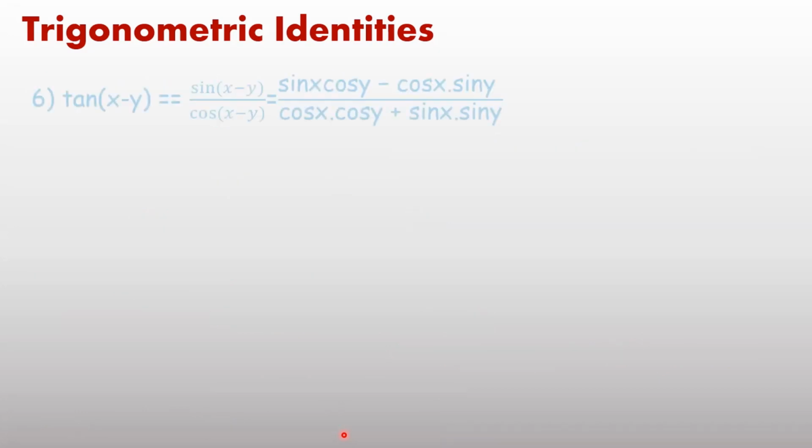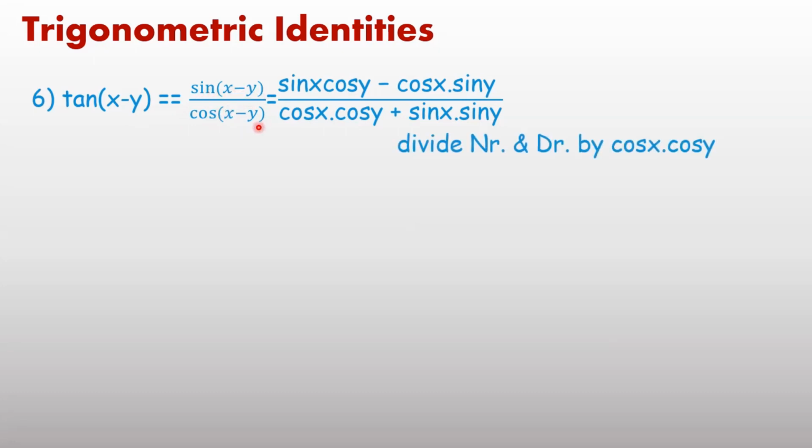Now next, tan x minus y. Sin x minus y upon cos x minus y. Same process as done for tan x plus y. Divide numerator and denominator by cos x cos y. The result you will get is tan x minus y equals tan x minus tan y upon 1 plus tan x tan y.